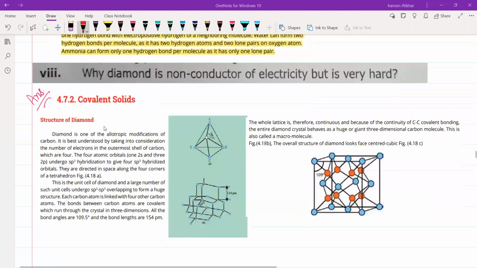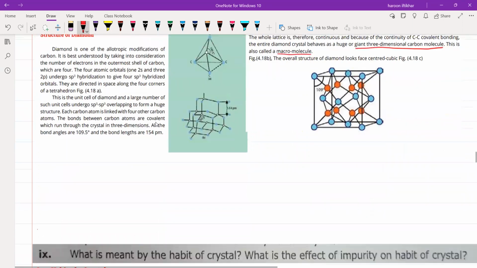Okay. The next question is why diamond is a non-conductor of electricity, but it is very hard. So two points must be mentioned. First of all, we have to write that there are no free electrons in diamond. And the second main point is the giant 3D structure. It's a big giant three-dimensional carbon molecule, so it is tightly packed. It's a macromolecule, so there are no free electrons for the movement of electricity. So it is not a conductor of electricity, but it's very hard because of the three-dimensional lattice.